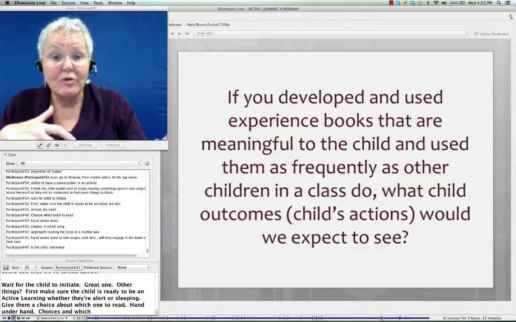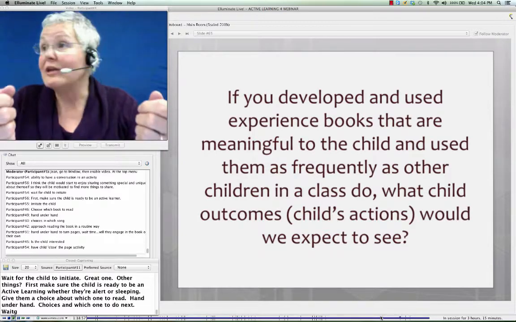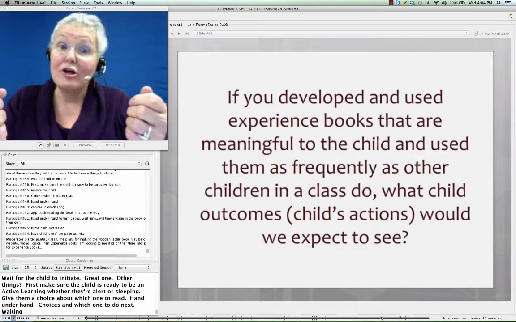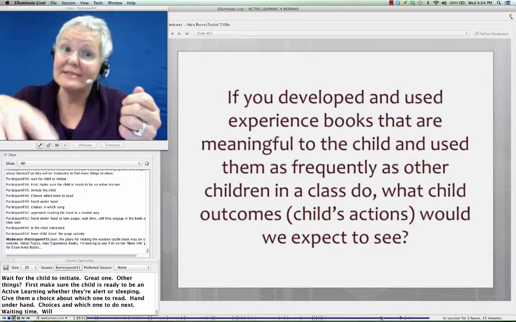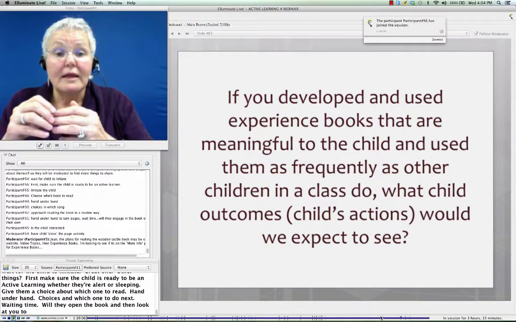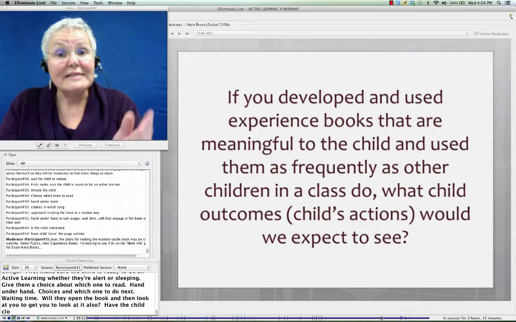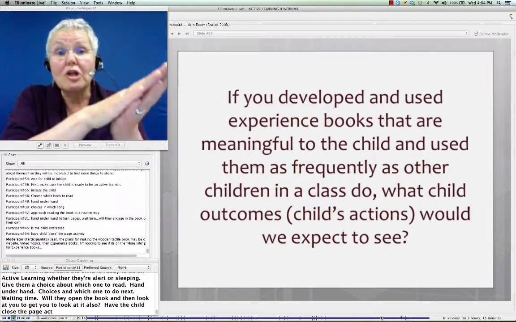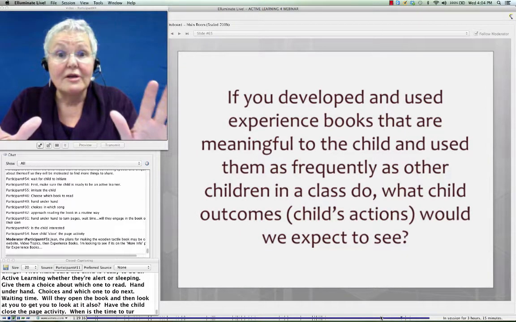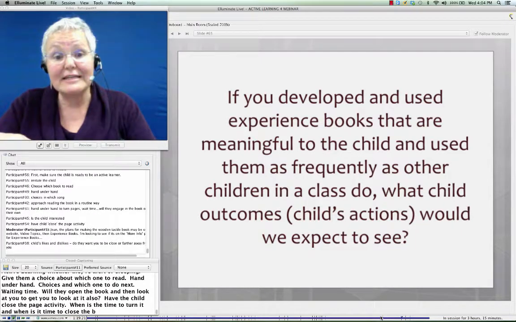Waiting time. Will they engage in the book on their own? Will they open the book and then look at you like, hey, look at this page. I want you to see this page. Have the child close the page activity. Right. When is it time to turn it, and when is it time to close the book because we're finished? Remember, we've talked about the beginning, the middle, and the end of an activity.